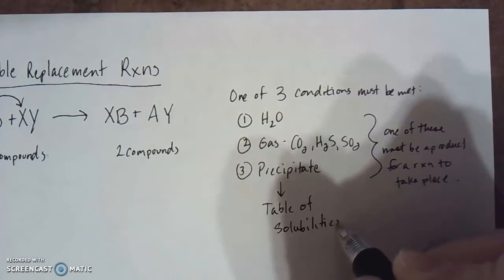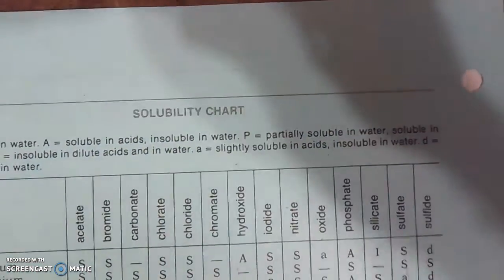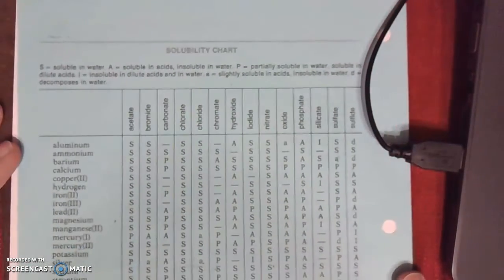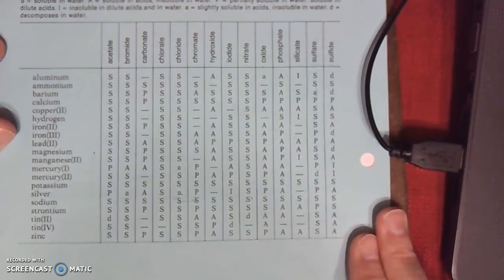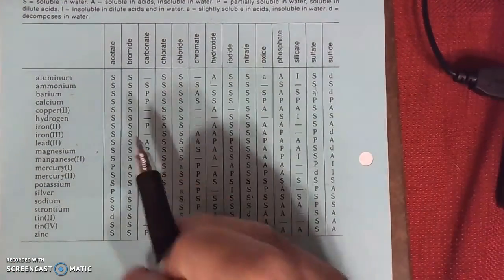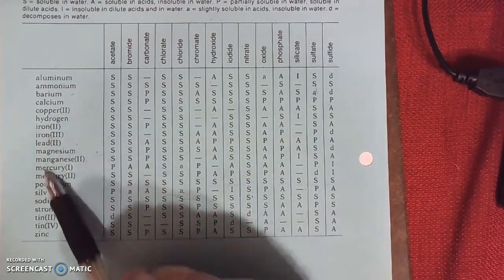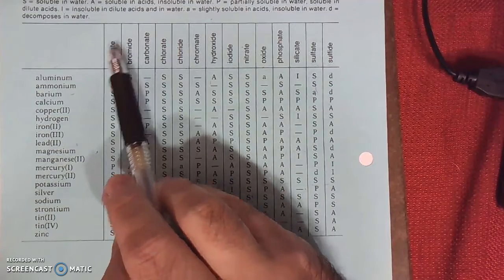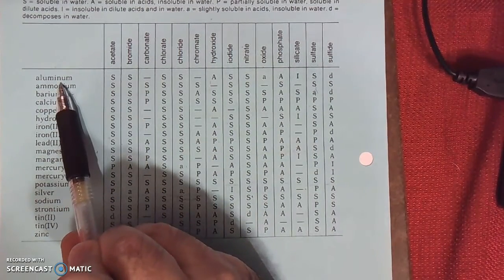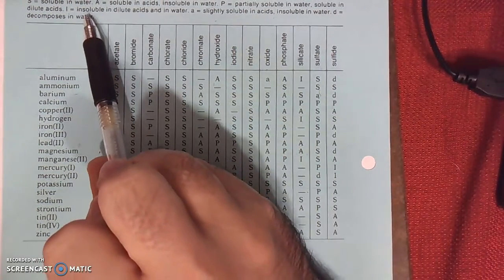a table of solubilities. And you should have this in your packet. I also sent this in email. So here we have a solubility table. And this solubility table tells us whether or not something is a precipitate or not. So if we look at this, we would take the name of the compound. Here is the cation, here is the anions, and some of them are polyatomics. So with these, if we look, aluminum acetate, we have an S. An S means it's soluble in water.